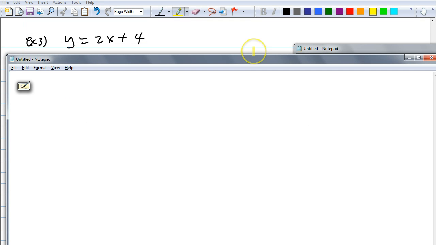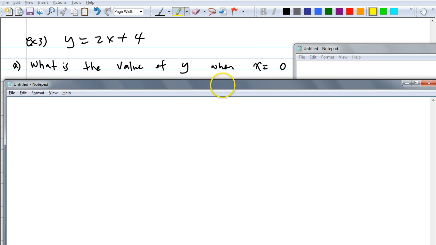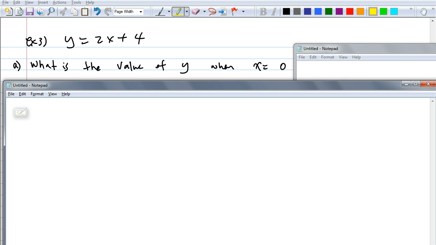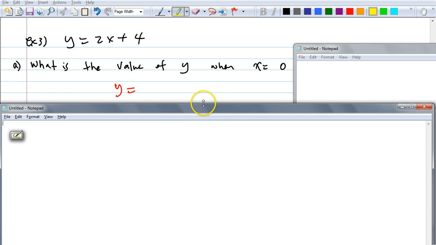So I'm going to ask you a very similar question as what I just did before. For this function y equals 2x plus 4, can you tell me the value of y when x is equal to 0? Which is kind of the same question I asked before, so this is kind of easy. Can somebody tell me what the value of y will be? 4. Okay, 4.